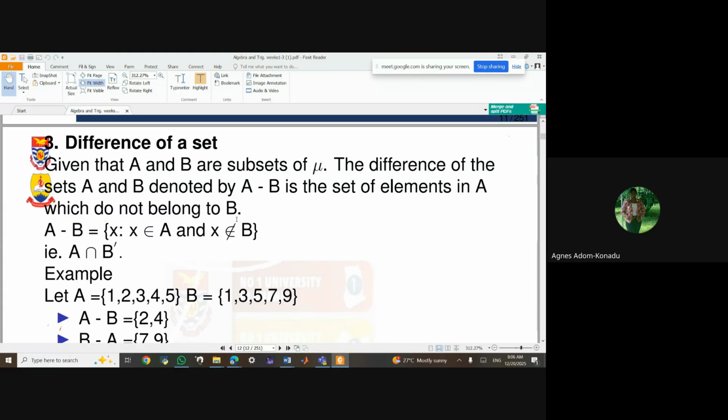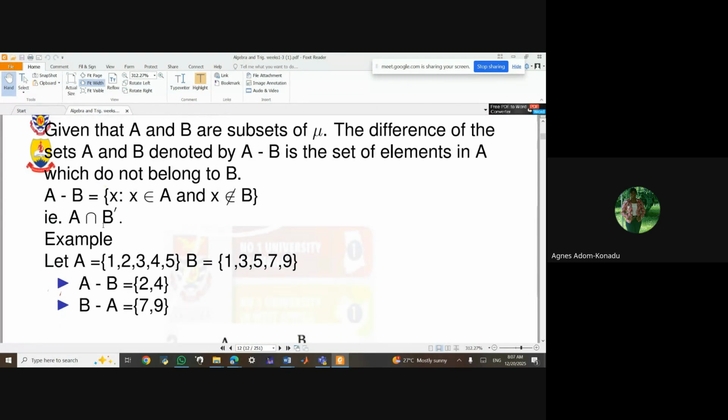So we have two sets A and B. Let's assume I have the set A and then the set B. Now, when I talk about the difference of A and B, we are talking about the elements in A which are not in B. So we write it mathematically as A difference B is equal to S such that S is in A and S is not in B. Or it is the same as A intersection B complement.